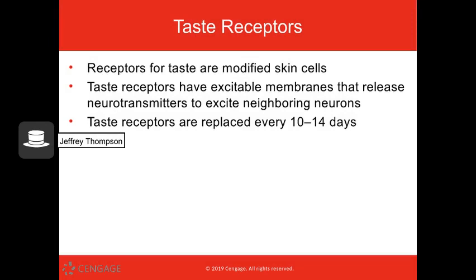Receptors for taste, weirdly enough, are modified skin cells. Taste receptors have excitable membranes that release neurotransmitters to excite neighboring neurons. Taste receptors are replaced every 10 to 14 days.